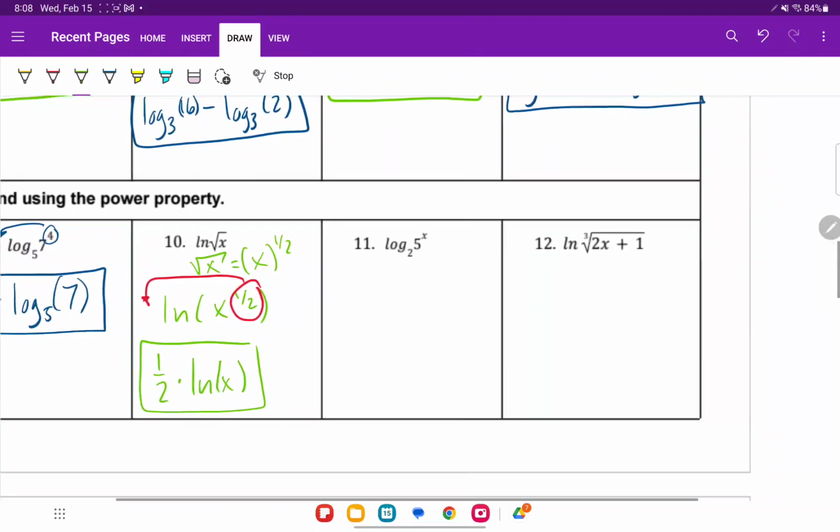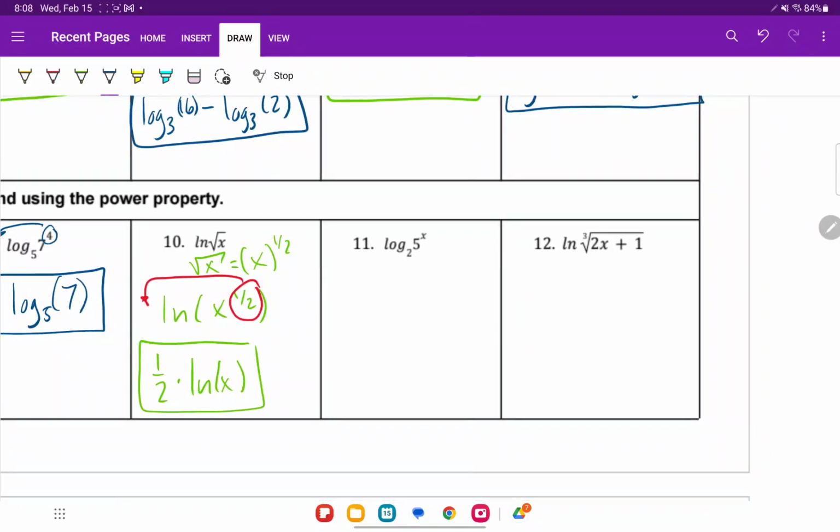All right, so for the next one, we only have an x here. So we're going to take that x, we're going to move it to the front and multiply it. So x times log base 2 of 5.